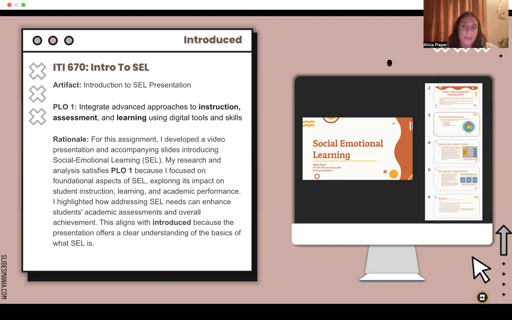I have always been a really big advocate for meeting the social emotional needs of the students in our classroom. Because if we're not doing that, then instruction and seeing that academic growth is going to be really hard if we're not meeting those needs as well. So I also highlighted how addressing SEL can enhance students' academic assessments and overall well-being. This aligns with Introduced because this presentation offers a clear understanding of the basics of what SEL is. So it's a very basic introduction, outlining what SEL is.